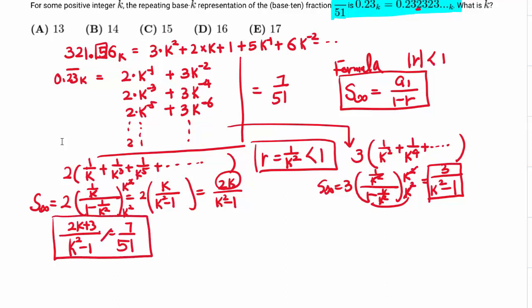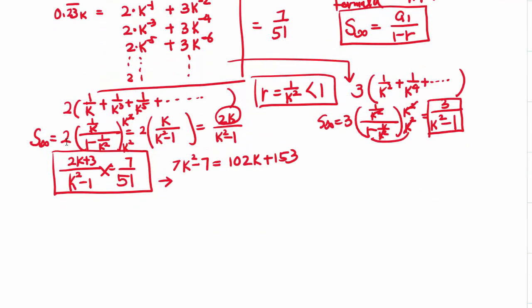Okay, so cross multiplication. 7k squared minus 7 equals 2k times 51, which is 102k. 3 times 51 is 153. Keep going. Okay, so we get 7k squared minus 102k minus 160, right?